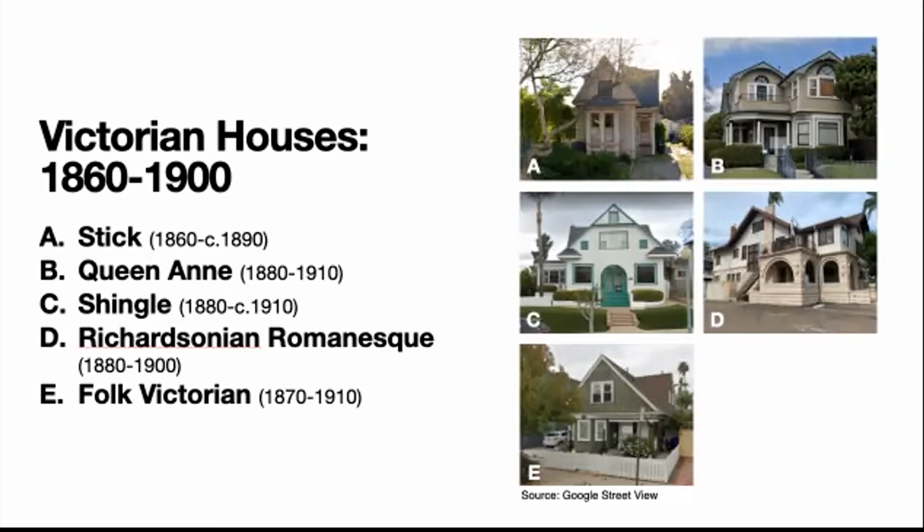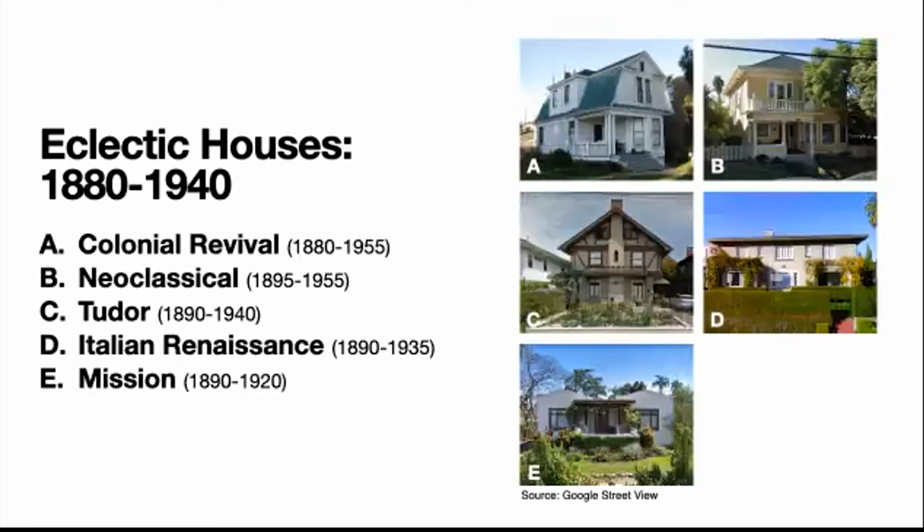So in Victorian houses, there was Stick style, Queen Anne, Shingle, Richardsonian Romanesque, Folk Victorian, and what's not featured is the Second Empire. These are all homes that are historically designated in San Diego. And then I mentioned eclectic houses. And so we had Colonial Revival, Neoclassical, Tudor, Italian Renaissance, Mission, and what's not shown is Churrigueresque and the Beaux-Arts styles.